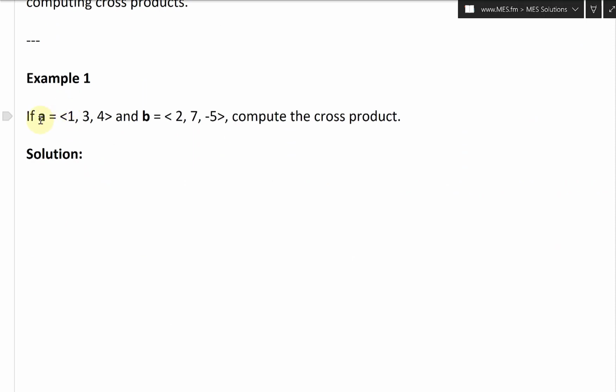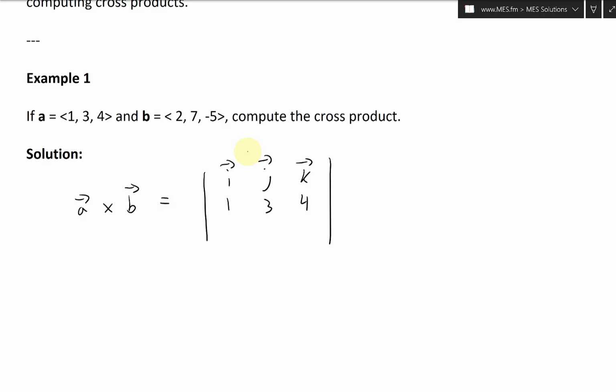Example 1. If vector A has the terms 1, 3, 4, and B has 2, 7, -5, compute the cross product. So let's just write down our determinant form like this. We'll have A vector cross B vector equals i, j, and then k. Then underneath is going to be 1, 3, 4, then 2, 7, -5.